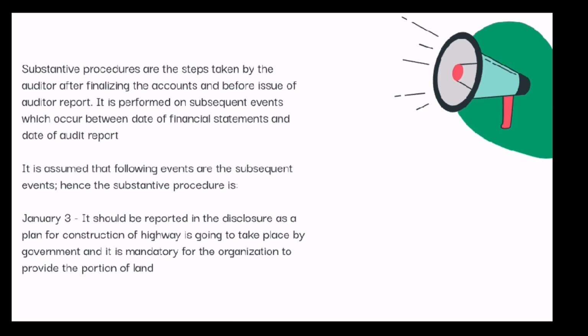It is performed on subsequent events which occur between the date of the financial statements and the date of the audit report. It is assumed that the following events are subsequent events, hence the substantive procedure. On January 3, it should be reported in the disclosure as a plan for construction of a highway is going to take place by the government, and it is mandatory for the organization to provide the portion of land.